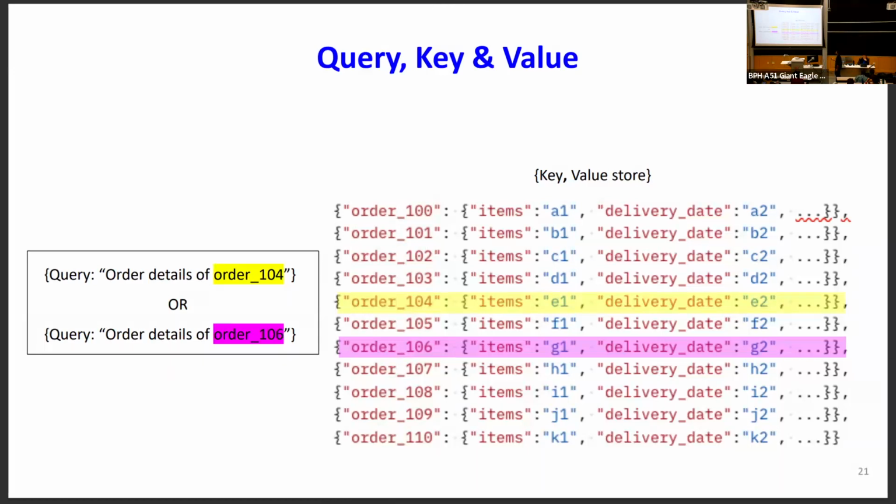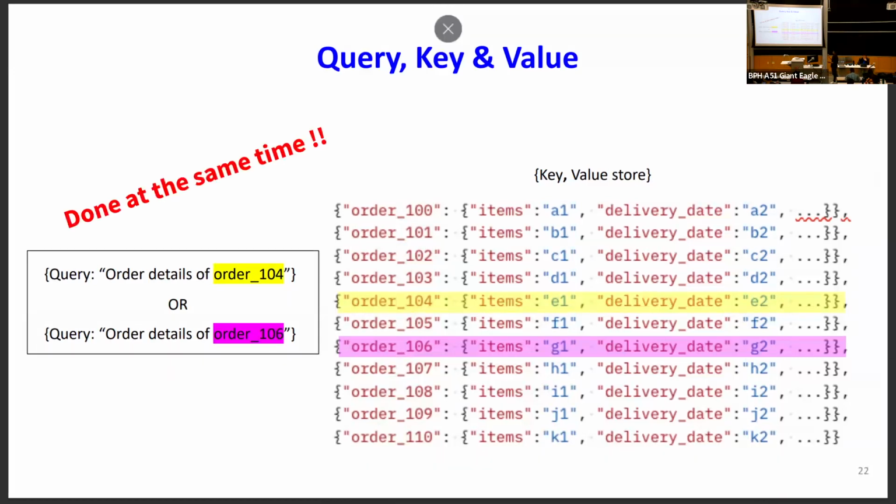And the order of execution does not matter: the information for 104 does not depend on the information of 106. They can be done at the same time. You can find 104 and 106 all at the same time.